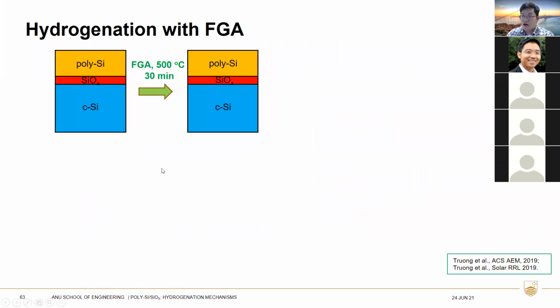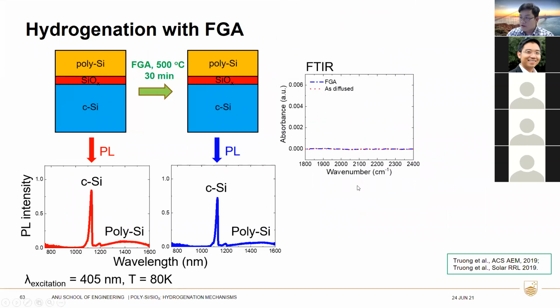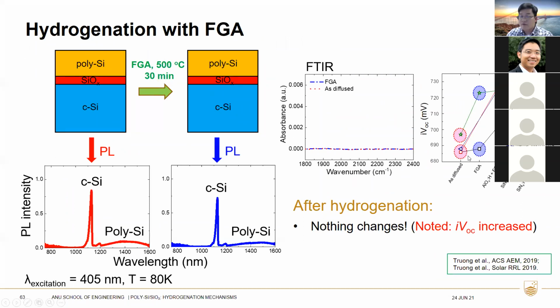Let's start first with the hydrogenation by forming gas anneal. This is the PL spectra and the FTIR spectra captured from the sample before and after the hydrogenation. We can see that there's nothing changed, but we noted that the iVoc is increased after the forming gas anneal. Interestingly, there's a significant difference between the samples with high substrate resistivity and low substrate resistivity.